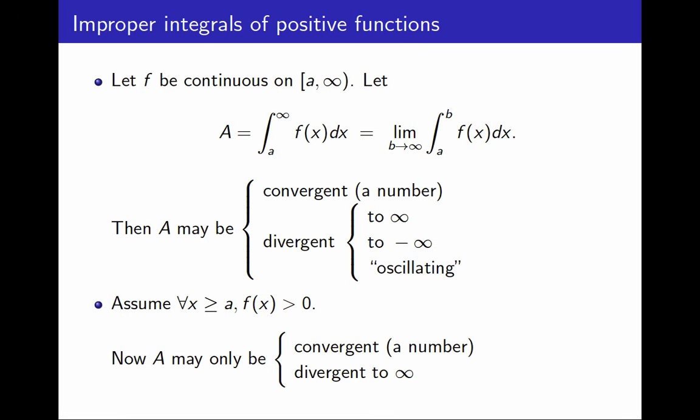If you think geometrically, think of the integral as area under the curve. It can't possibly be minus infinity, because for that we would need to have negative area, we would need to have the function be negative. And it can also not be oscillating, because that would require having regions with positive area and regions with negative area. So those are the only 2 cases. Geometrically it makes sense.